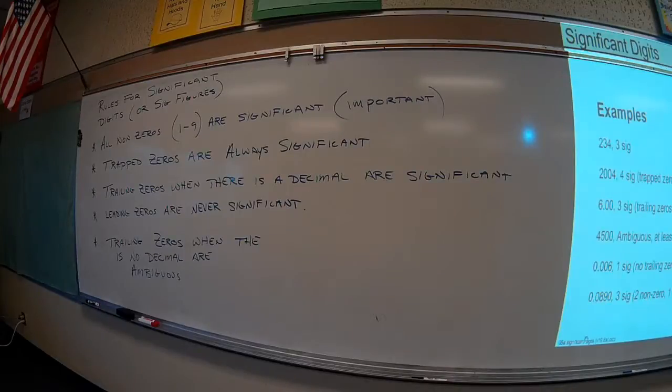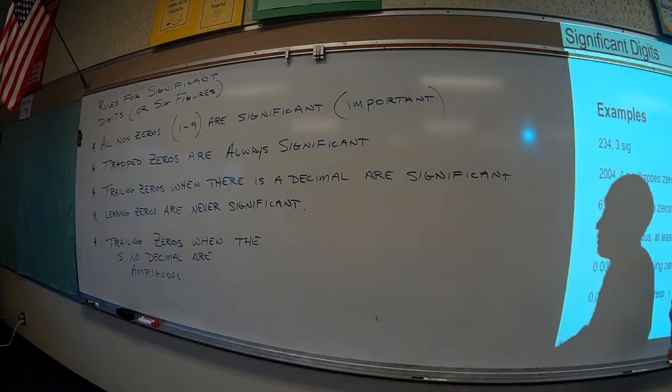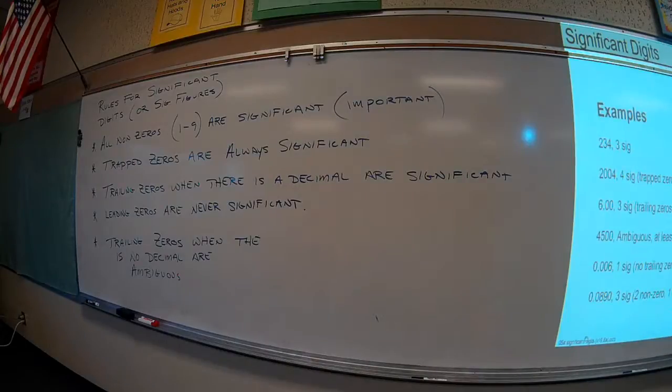Is the 6 significant? Yes, it's a natural number. Are the zeros significant? Well, the question is this: are they trailing zeros, meaning are they coming after a natural number? Yes, so they are trailing zeros. Is there a decimal? Yes. When there is a decimal, they are significant. So this is 3 sig.